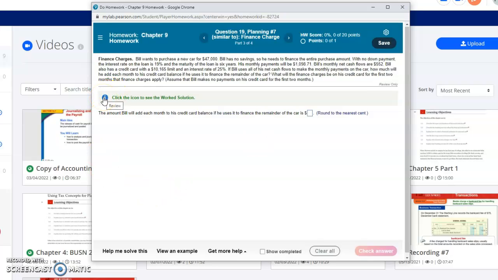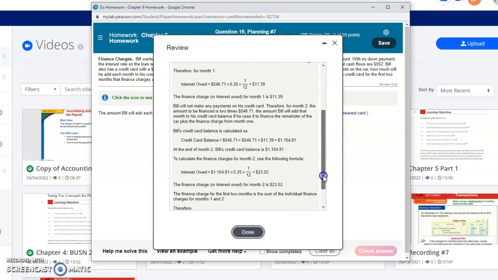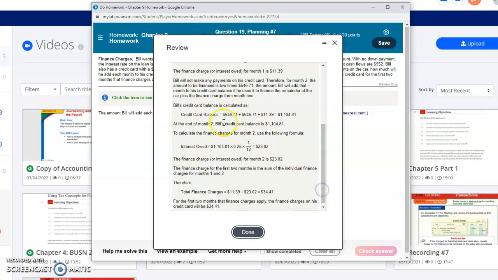When you get to the one about finance charges and bill, you always take the balance times the rate times 1 divided by 12, and that will give you the interest that would be owed. So again, in this case, month 1 was $11.39. Then you would take the credit card balance plus any advances, any payment, or any purchases, plus the interest. That gives you the balance at the end of the month.